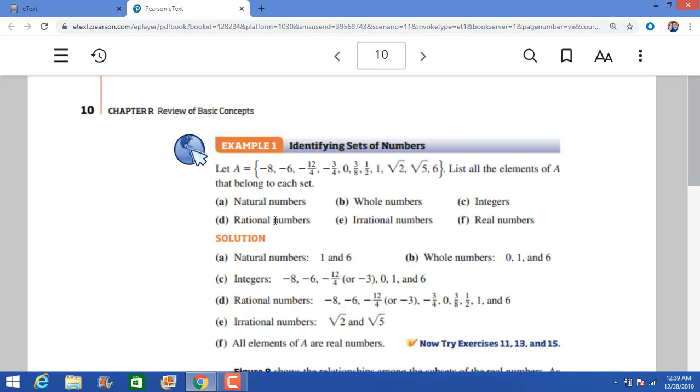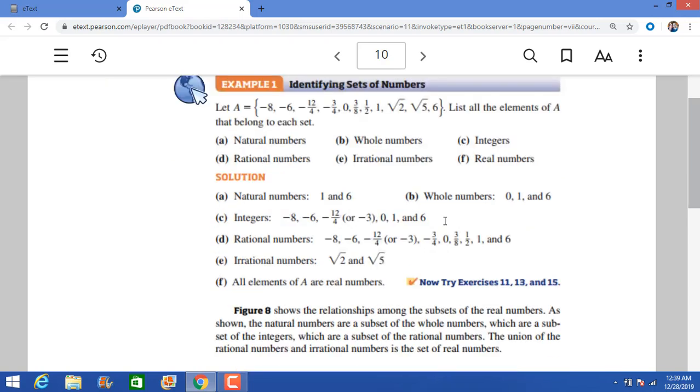And then we've got the rational numbers. The rational numbers are going to include all the numbers that I just mentioned, and then the fractions. So it's going to include this one, this one, this one, this one. In fact, everything except the square root of 2 and the square root of 5. And then the irrational numbers are just going to be the square root of 2 and the square root of 5. And then the real numbers is going to be the whole set A, because all of the numbers in set A are real numbers.